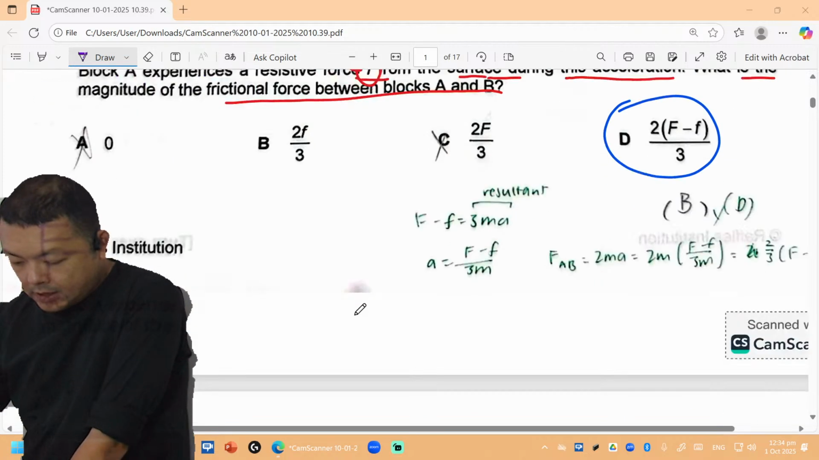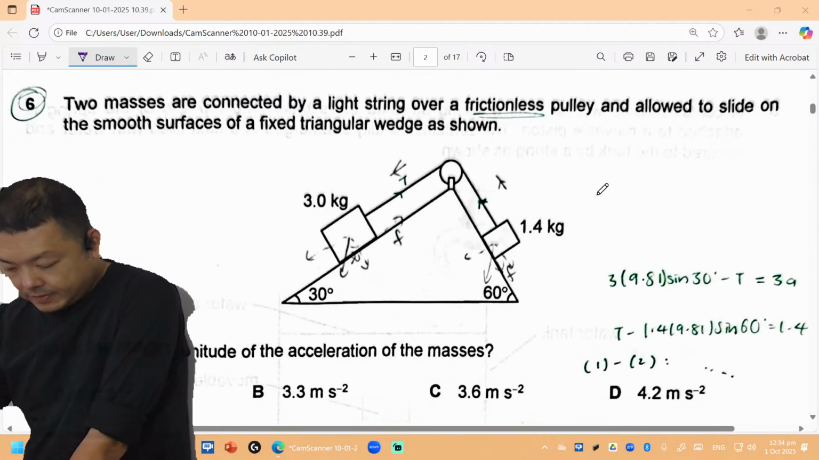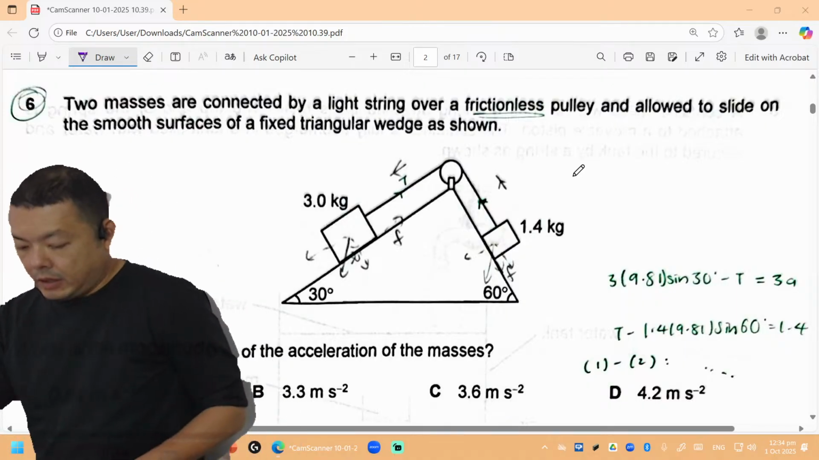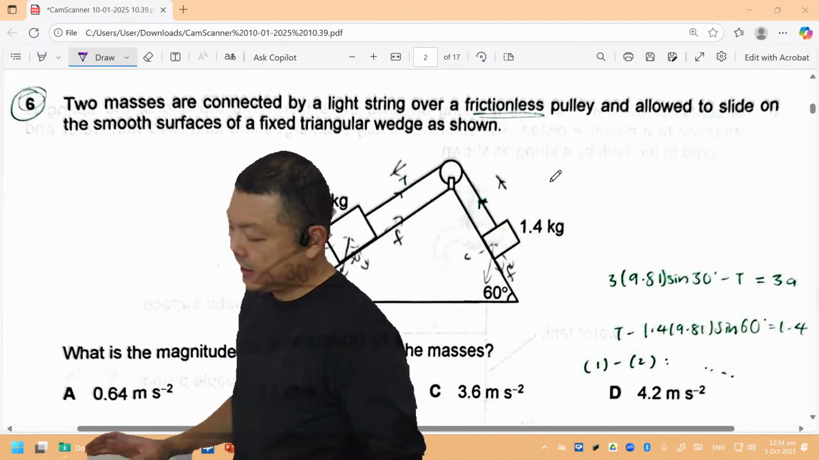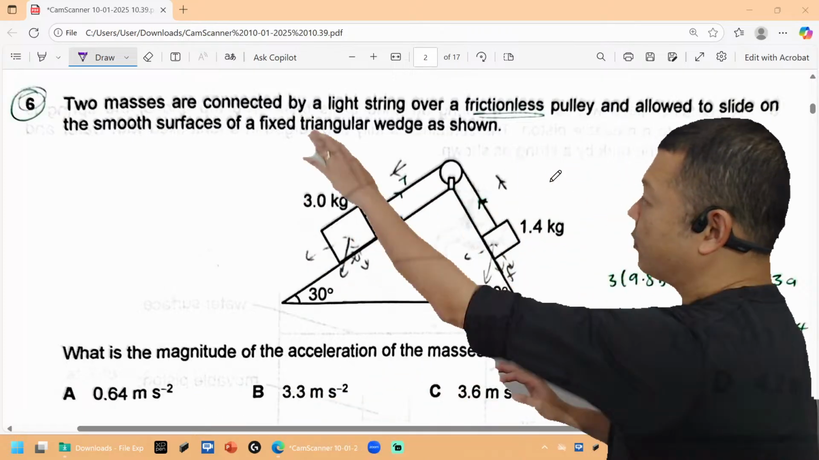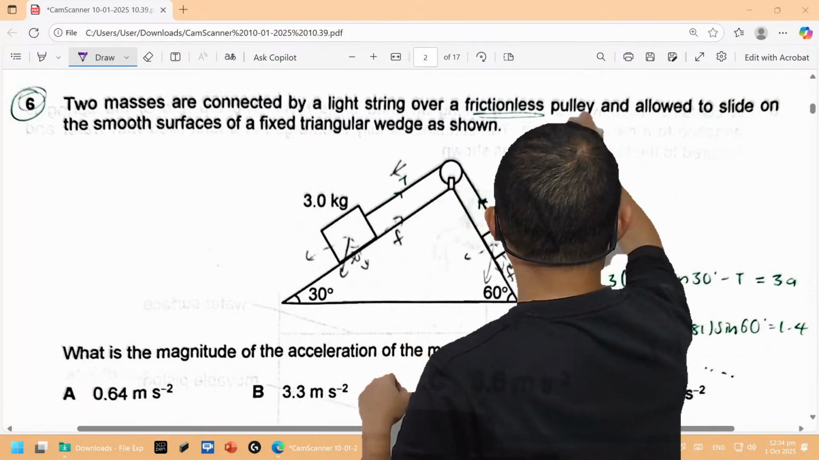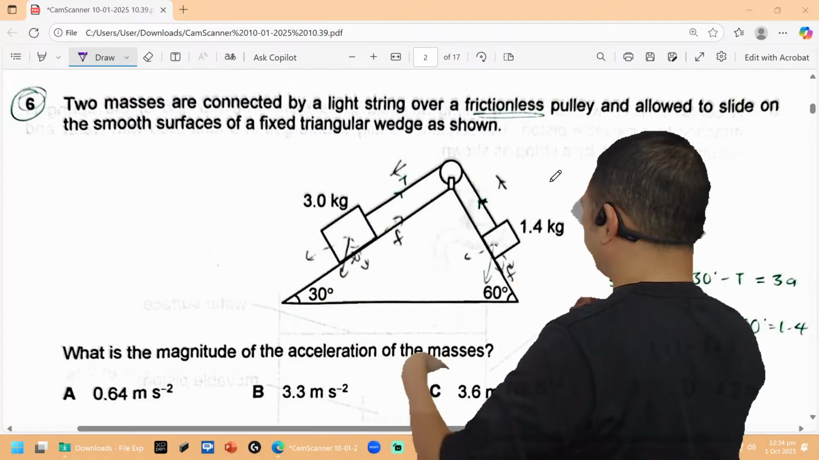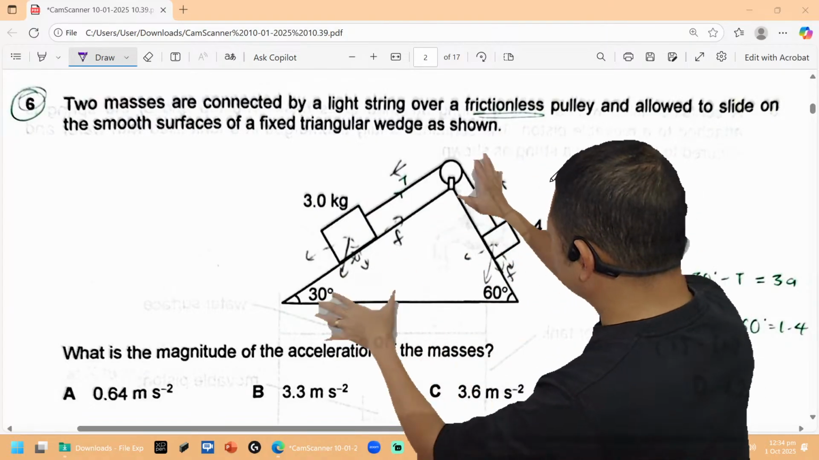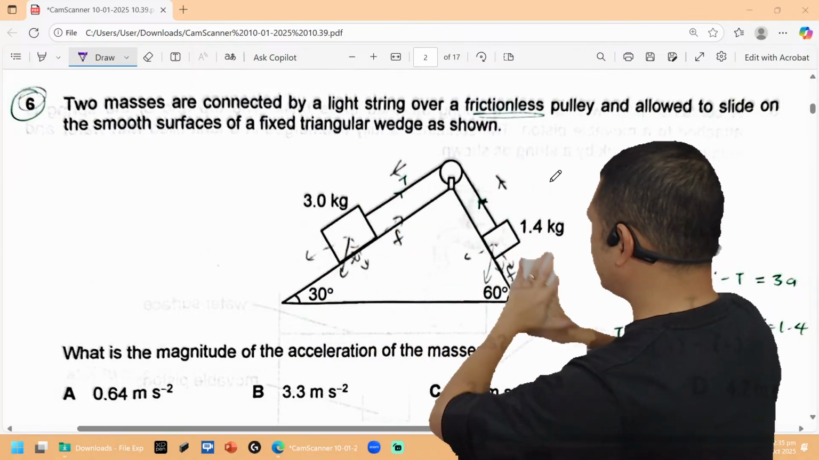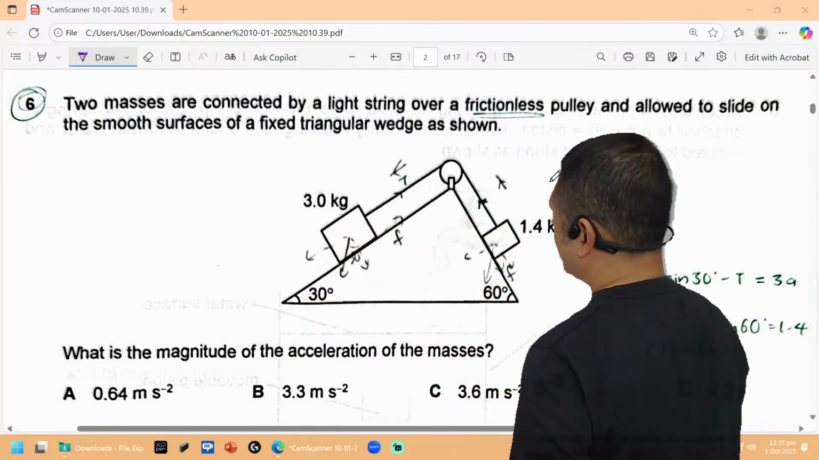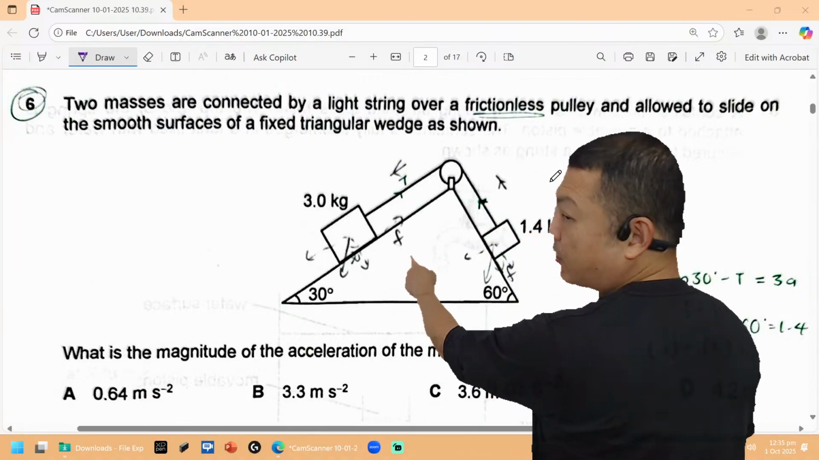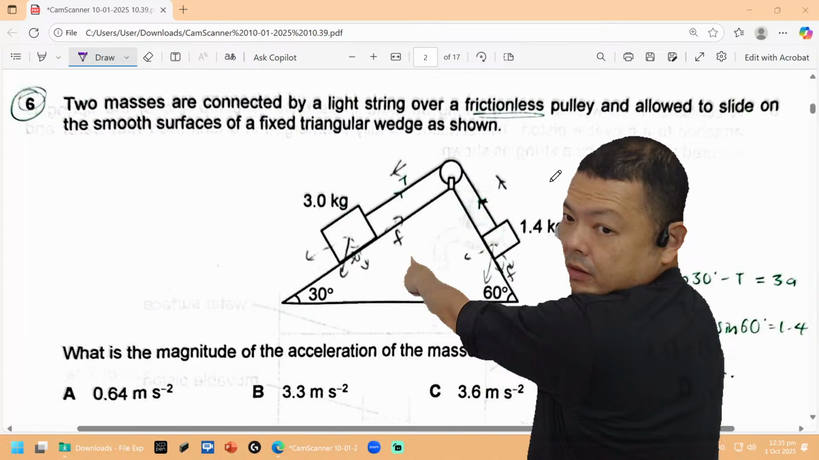Okay. Then we have this one here. What's the magnitude of the acceleration of the forces? So this kind of thing, slopes, check whether there's friction. No friction, smooth surface, wheel, no friction, no problem. And you've got 30 degrees, you've got 60 degrees. The way I look at these things here looks a bit wonky. There's no friction, why do you put small f here?